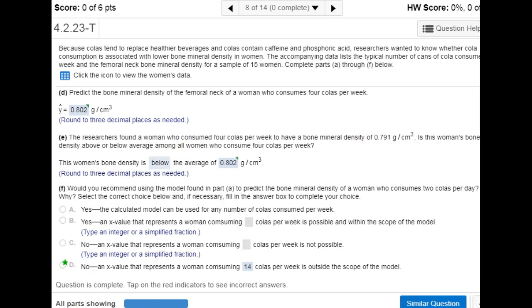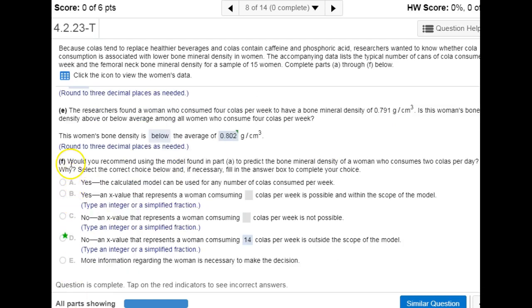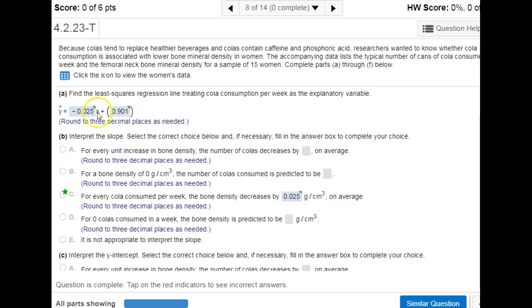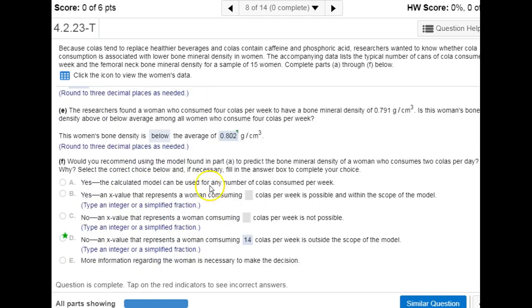And our final question is, would you recommend using this model here, our least squares regression model, to predict the bone mineral density of a woman who drinks 2 colas per day? So notice it's per day. You need to translate that into per week. 2 a day would be 14 a week.